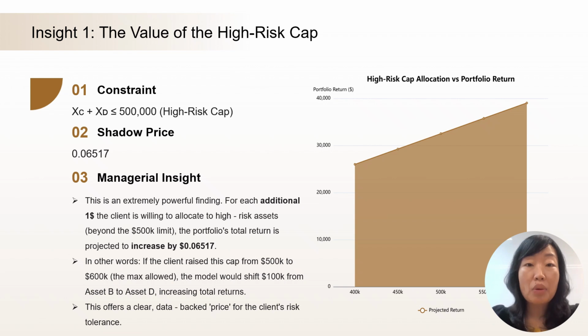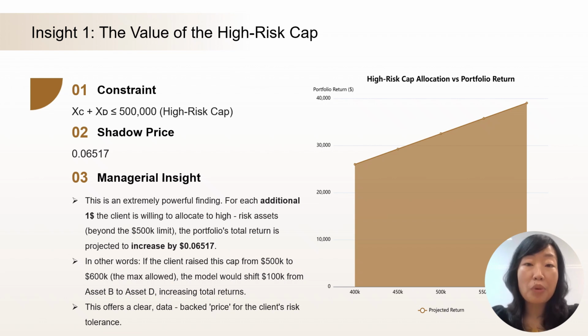Now that we have our optimal solution, the real value for the client comes from understanding why it's the optimal solution. This is where our sensitivity analysis becomes so powerful. Our first and most critical insight is the value of the client's high-risk cap. The model tells us that the 500 million limit on high-risk assets is a binding constraint, meaning it is actively limiting our ability to earn a higher return.